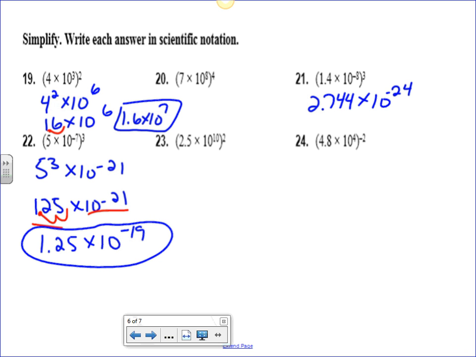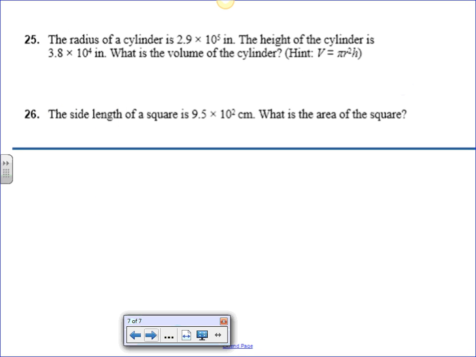Okay, I think we'll leave it at that. Skip to the next two. We'll jump to these two word problems. So the first one, we're dealing with a cylinder. We've got the radius of 2.9 times 10 to the 5th inches. The height of the cylinder is 3.8 times 10 to the 4th inches. We want to find the volume.